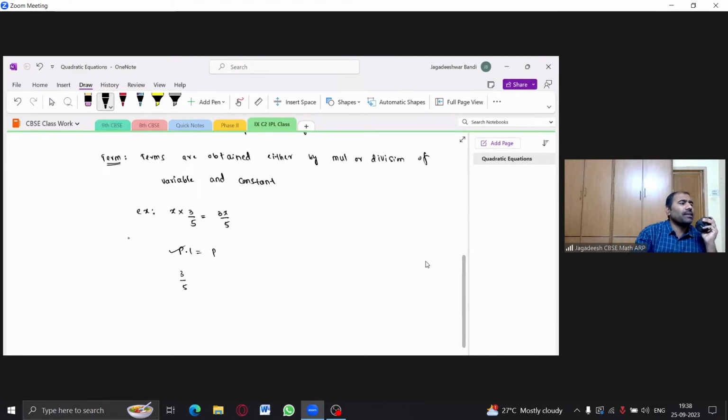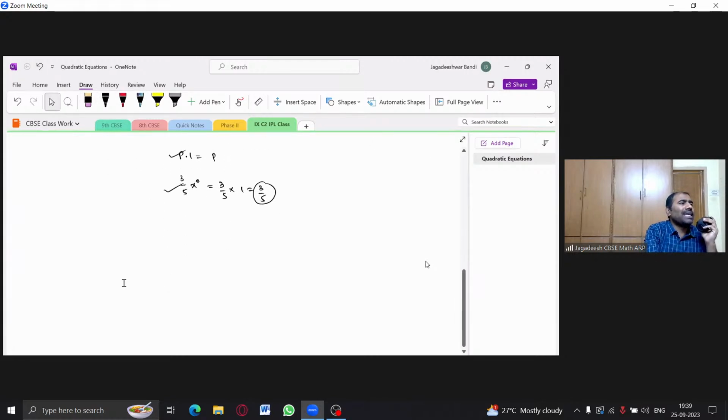And here also we can write 3 by 5 as x to the power 0, because anything to the power 0 is 1. So we can rewrite it as 3 by 5 into 1, which gives you 3 by 5. So a constant alone is also called a term. Clearly, a term is nothing but a constant alone, or a variable alone, or the multiplication or division of both variable and constant. Fine. Then next we need to talk about algebraic expression.